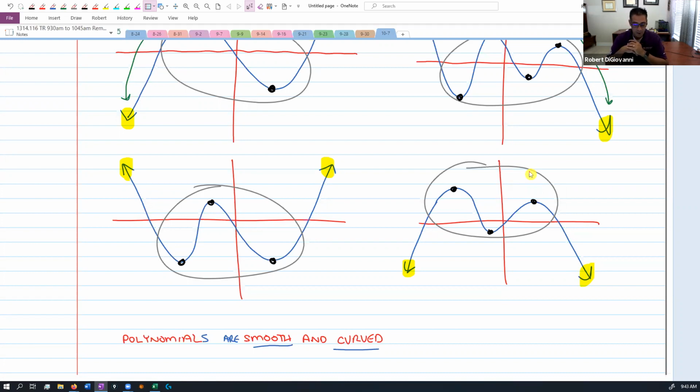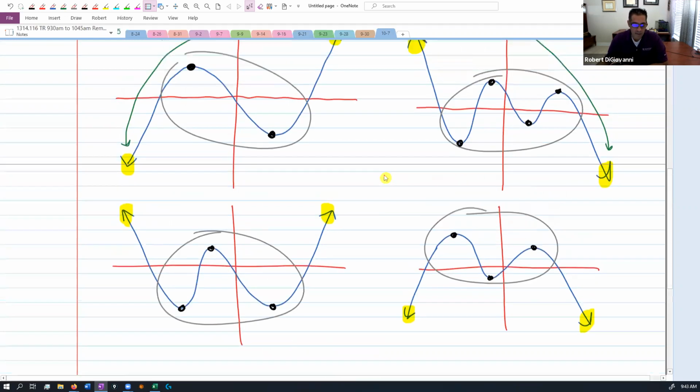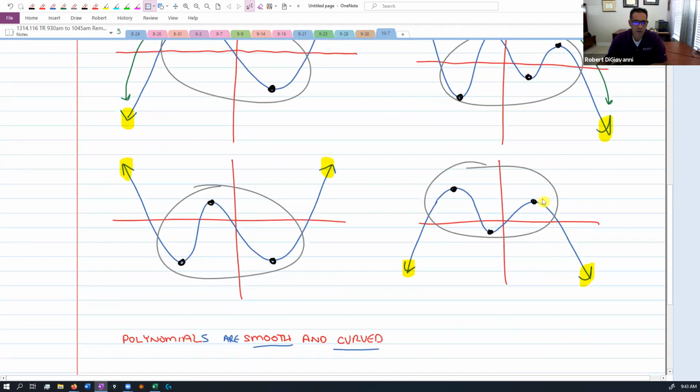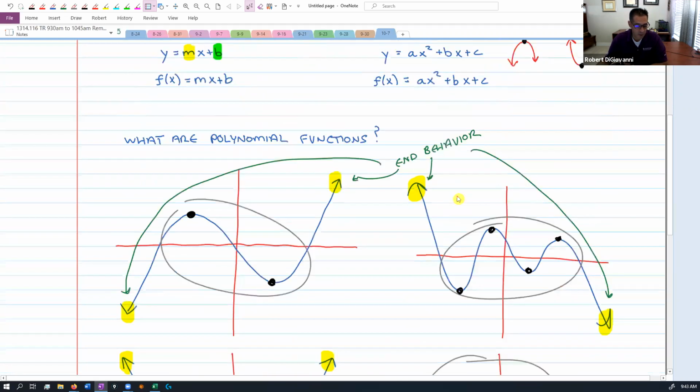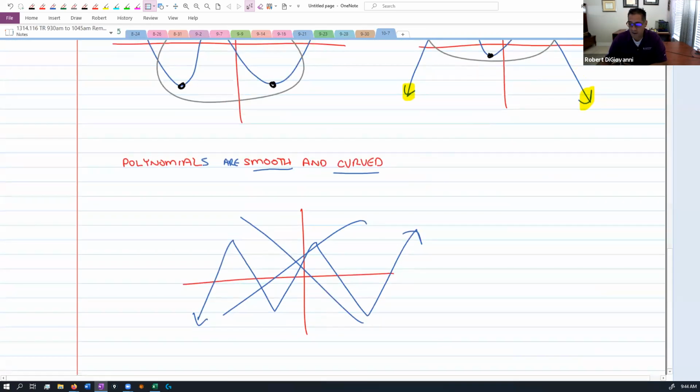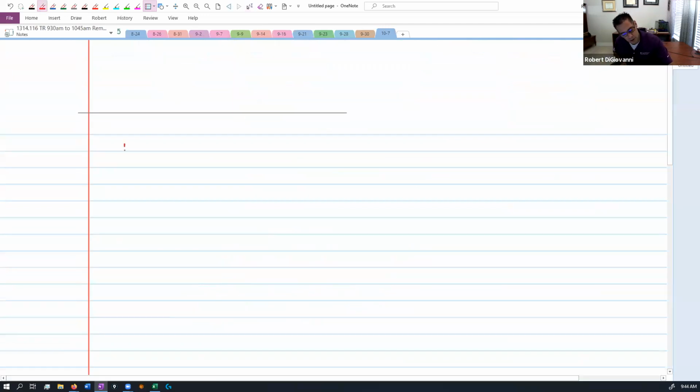All right, so now that you know what they look like visually, and we have this idea of end behavior and these wiggles, we need to know what they look like when you write them down algebraically. We know what a line looks like, mx plus b. We know what a parabola looks like, ax squared plus bx plus c. So let me show you what a polynomial looks like when you write it down as a function. A polynomial function looks like this. It's a function, f of x.